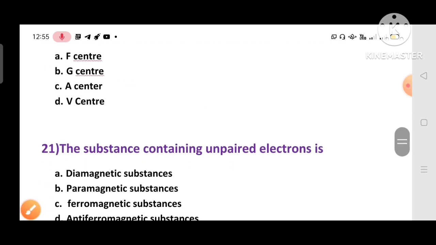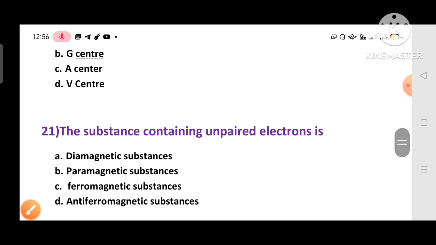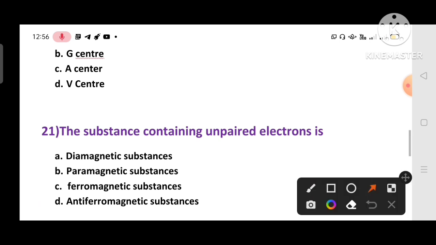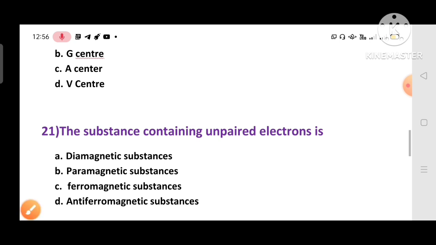Next question. The substance containing unpaired electrons is option A, diamagnetic substances. Option B, paramagnetic substances. Option C, ferromagnetic substances. Option D, antiferromagnetic substances. And the right answer is option B, paramagnetic substances.